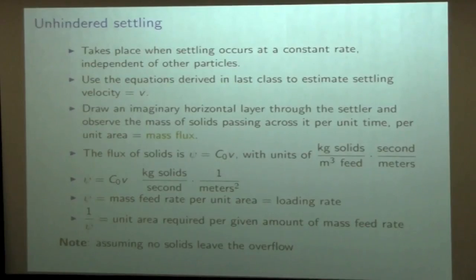So we're assuming steady state operation where we're continuously feeding the vessel and the material is leaving either in the overflow or in the underflow. All that solid material must pass through that imaginary line. That line is the line through which we're computing the flux. The other thing is when this vessel is operating at steady state, whatever level the sludge settles at stays constant. So we're assuming steady state operation.